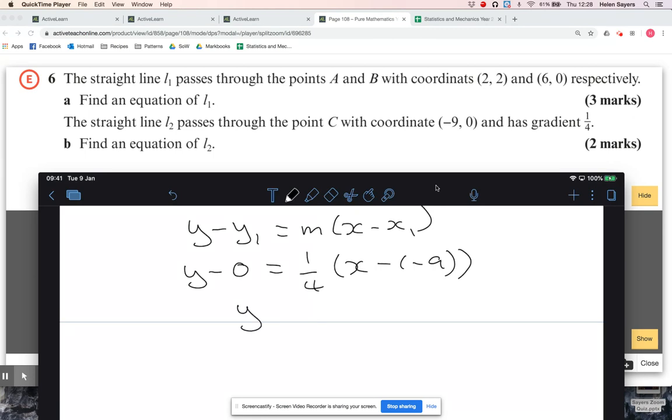So y minus 0 obviously is just y. If I multiply those brackets out, it's a quarter x, and then that's going to end up as plus 9, so that is going to be plus 9 over 4. And again, if they'd asked for it in a particular form, you might need to multiply through by 4, but they haven't. So that is going to be absolutely fine. Just label that as line 2.